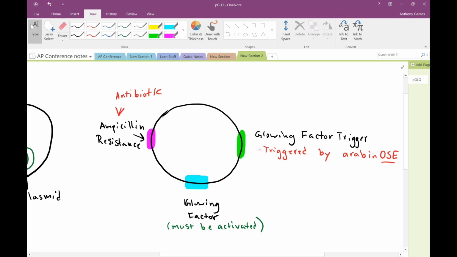Yep, this is our pGlo lab. We're going back and we're revising our claim evidence reasoning now. Because in the beginning we kind of just learned about the bacteria or the DNA structure and everything. Now we have a little bit more background, so now we're going to go back and revisit it.